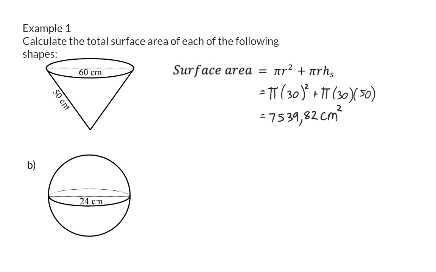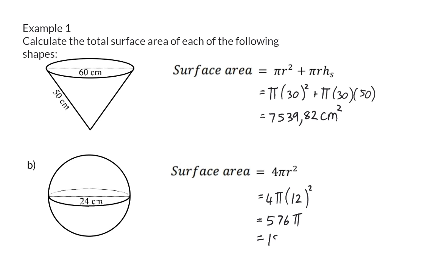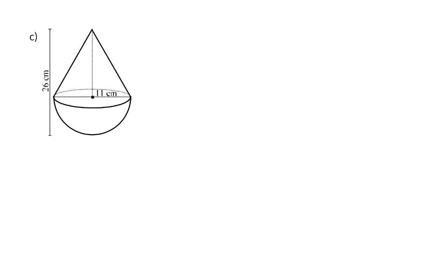Our next shape is a sphere, and again we can immediately substitute. Once again, the diameter is given, and that is 24, so the radius will be half of that, and we can substitute 12. This gives an answer of 576 pi, and if the instruction is to round to 2 decimals, this will be 1,809.56 centimeters squared.